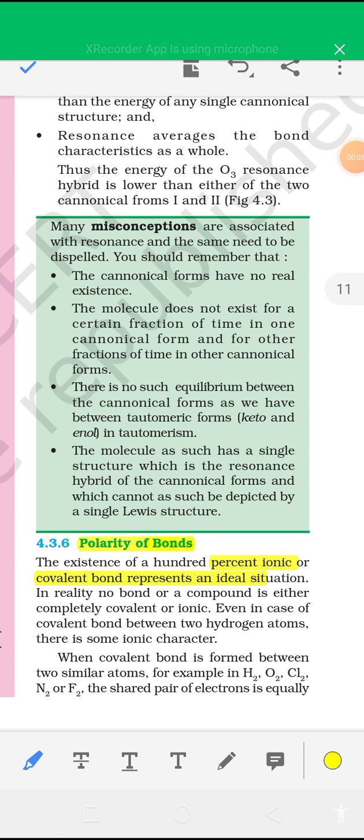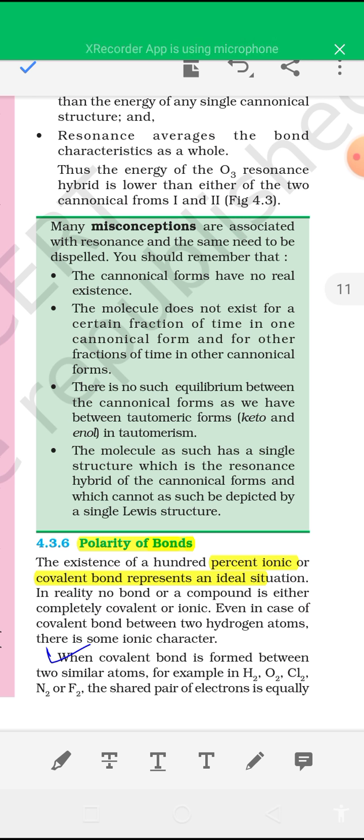Good morning, students. In the last video, I was discussing the polarity of covalent bonds, that is, ionic character in a covalent bond. And you know that I have told in the last live class there are some covalent compounds in which the covalent bond formed is non-polar, and some covalent compounds in which the covalent bond is polar.